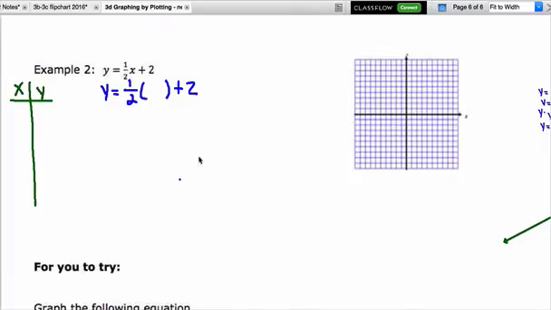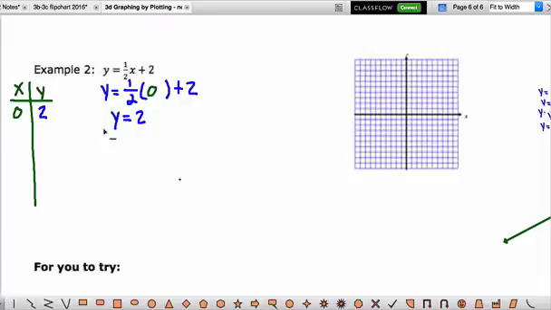And now I'm going to pick some points. And 0 is always a great point to start off with. So x is 0. I'm going to plug it in, and then I just need to simplify. So 1/2 times 0 is 0, and then 0 plus 2 is 2. There we go. Next, let's try this again.